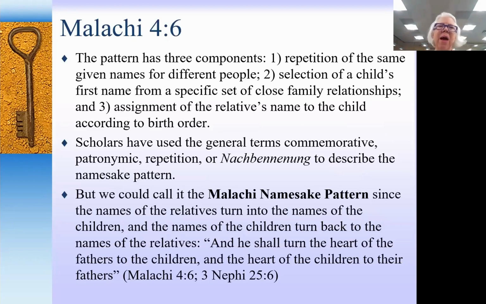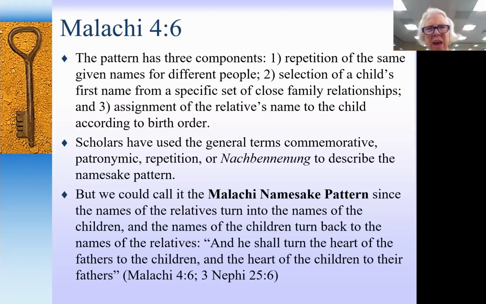So this pattern has three components. Number one, repetition of the same given names for different people. Number two, selection of a child's first name from a specific set of close family relationships. And number three, the assignment of the relative's name to the child according to birth order. Again, it's a flexible pattern because it has other variables that are going to affect it, just like mutations can happen when DNA is replicating because of different factors, right?